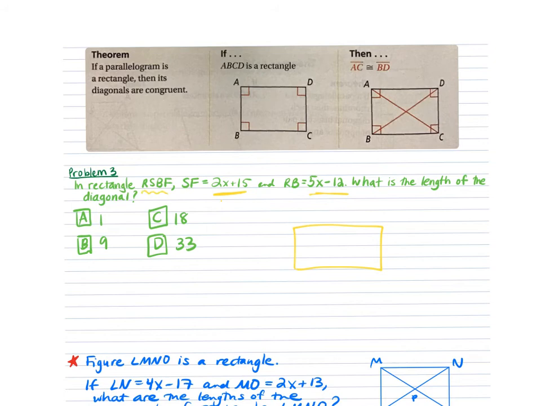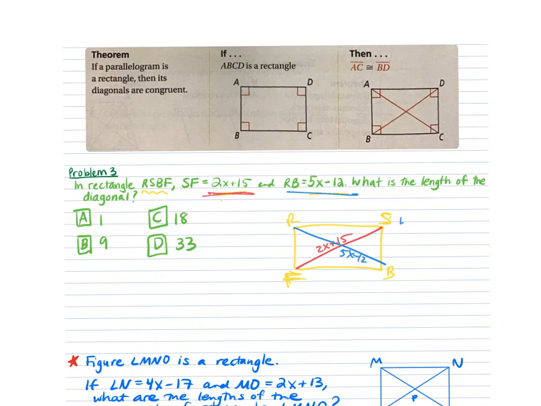And remember, right here, just pick one to be R and then just go around. S, B, F. And that will have you draw it correctly. You could have started here and it just would have worked out the same. But SF is going to be this diagonal. That's 2x plus 15. And then RB is this diagonal, 5x minus 12.